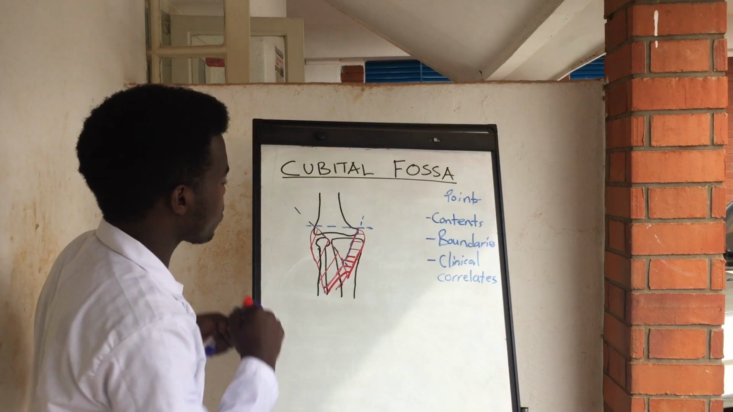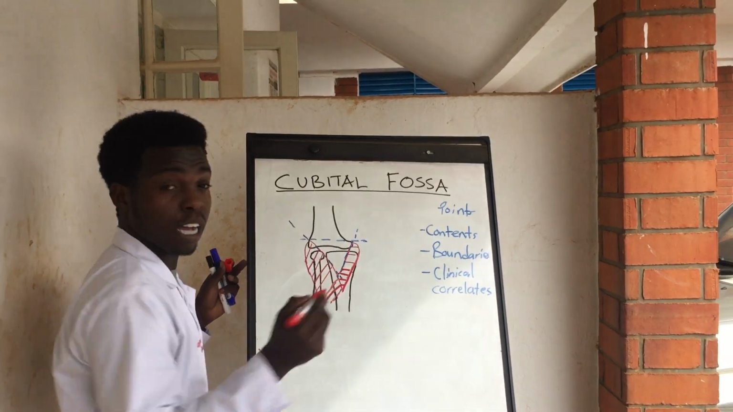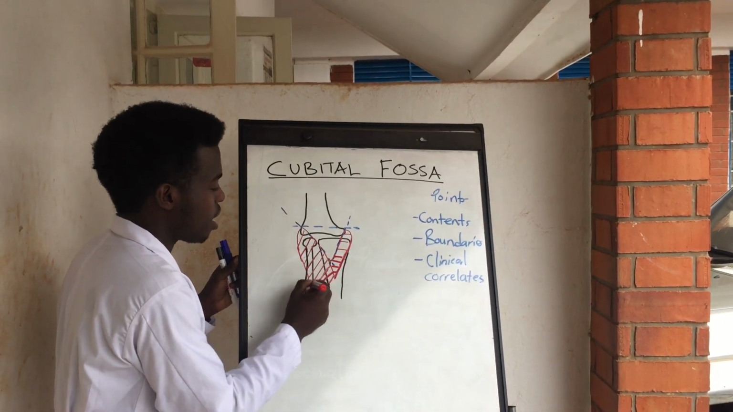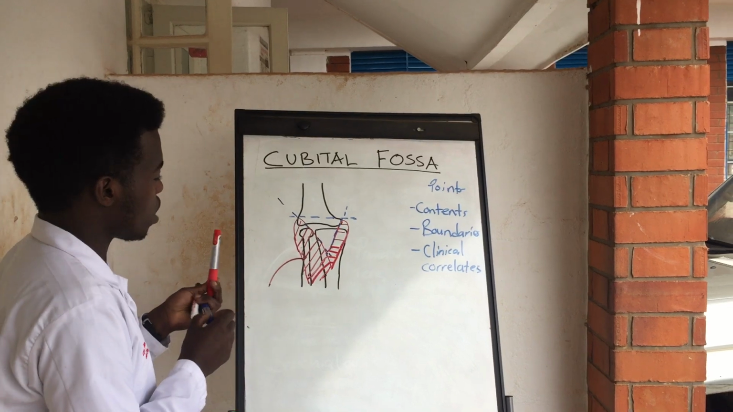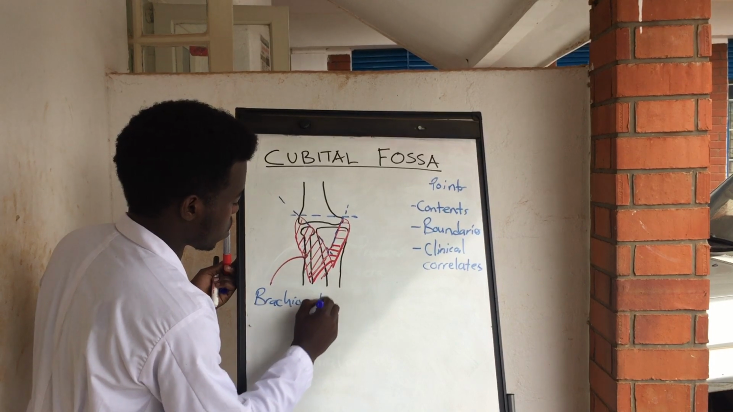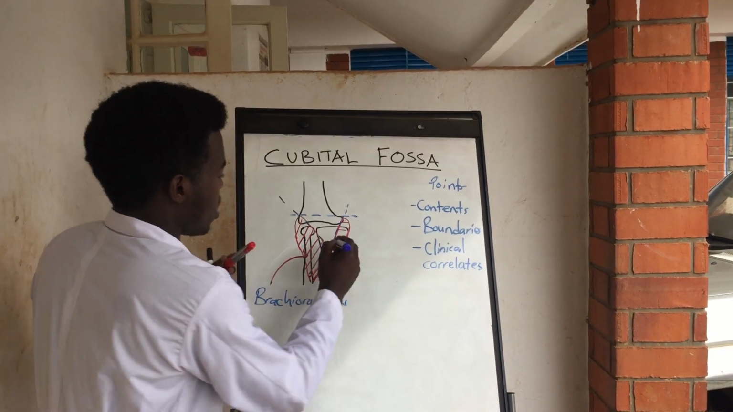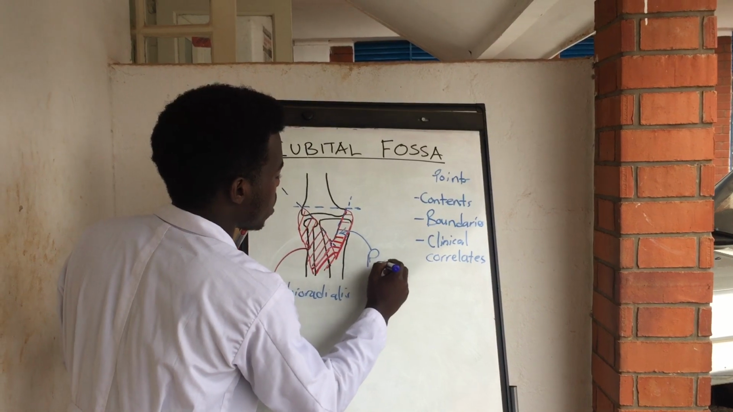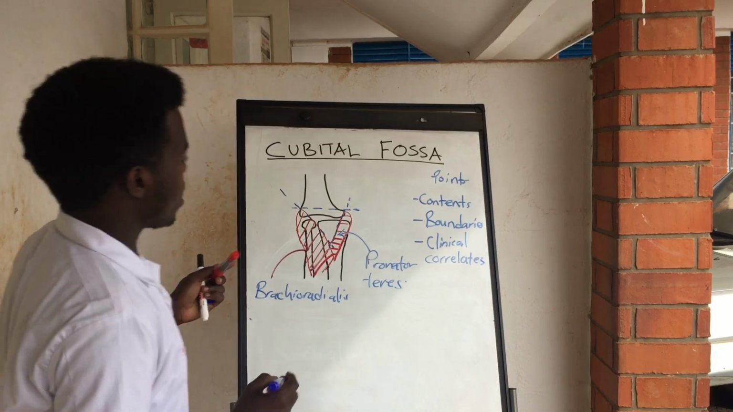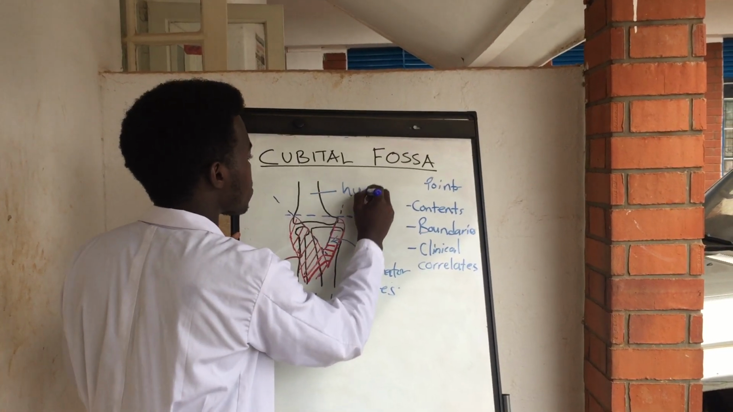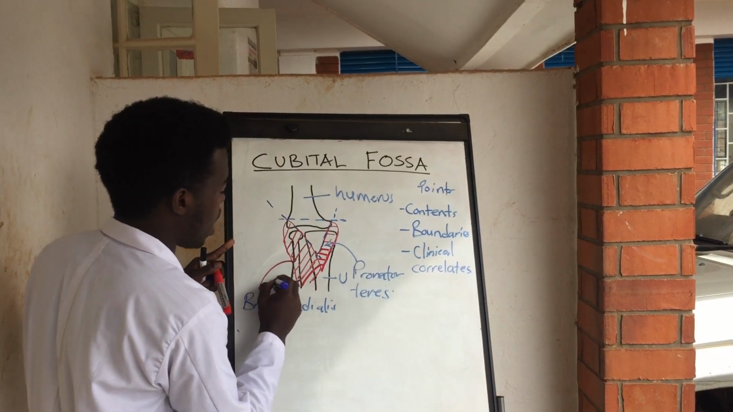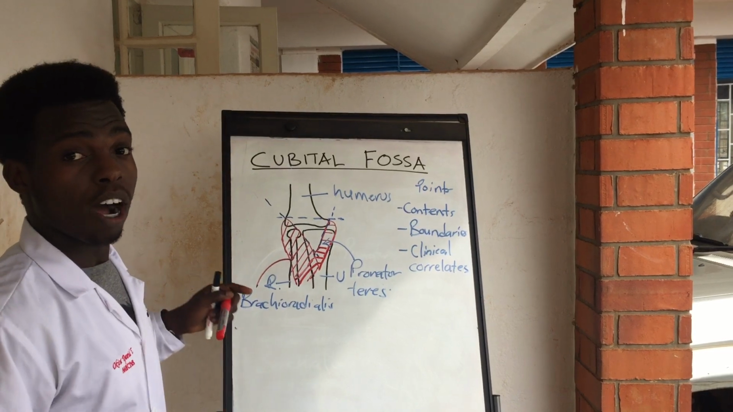So from this diagram, realize that these red things are muscles, two important muscles that act as boundaries for the Cubital fossa. So first we have the brachioradialis muscle. This one is going to be our pronator teres. This is going to be our humerus. This is going to be our ulna, and this is going to be our radius. Those are bones of the upper limb.